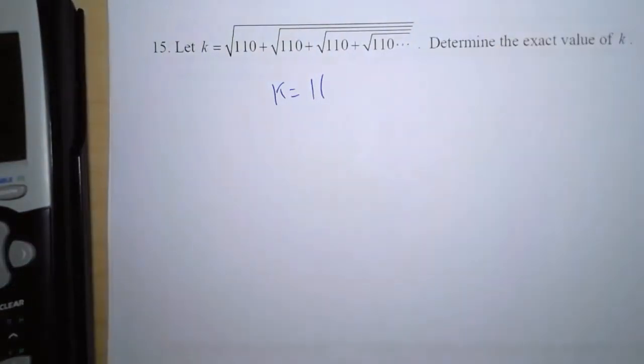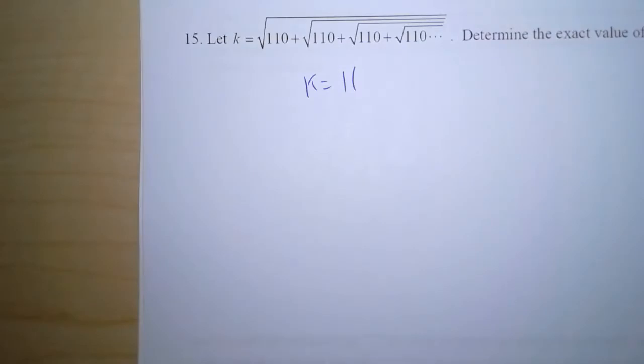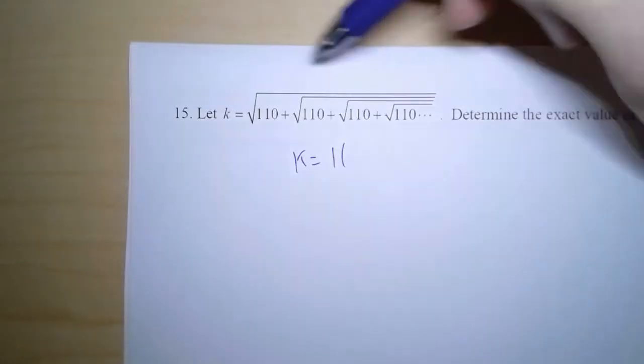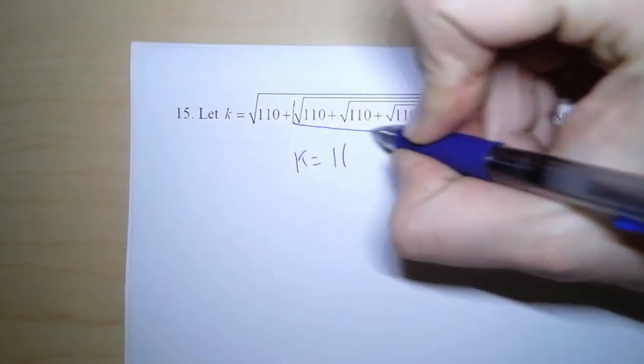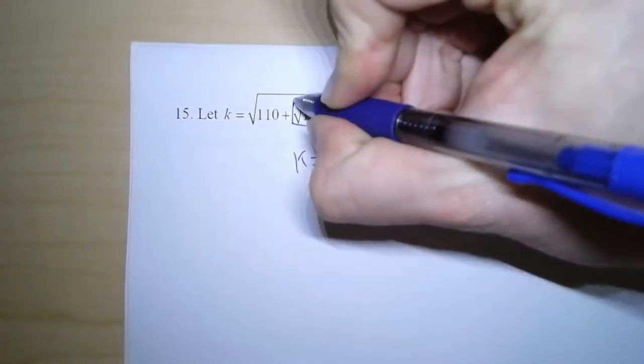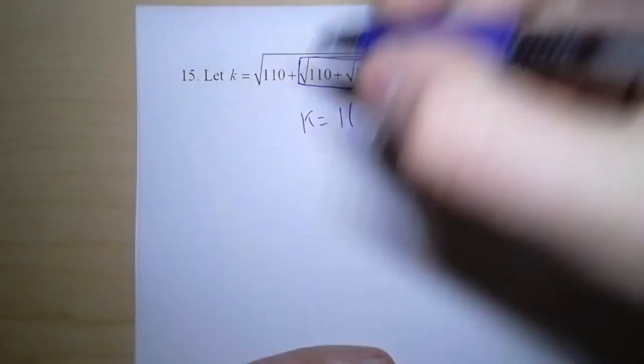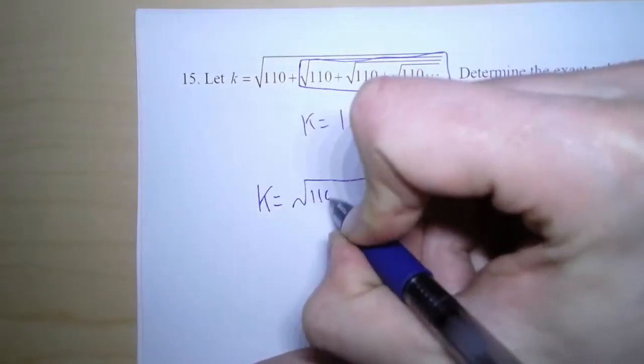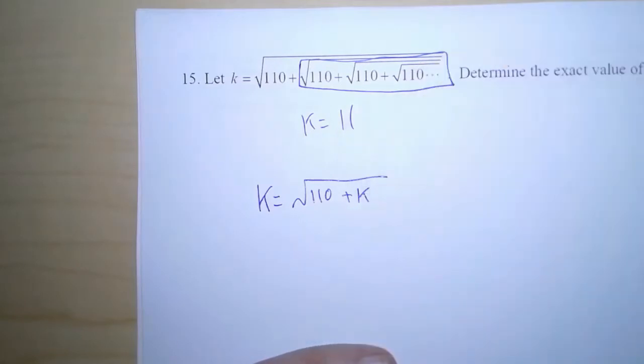Now that's the exact value, but I'm going to show you a different way because sometimes your calculator, you don't have one or it doesn't work so well. Now k equals this entire thing, but if you think about it, since it goes on forever, then this right here is also equal to k. So we can write this as k equals the square root of 110 plus k.